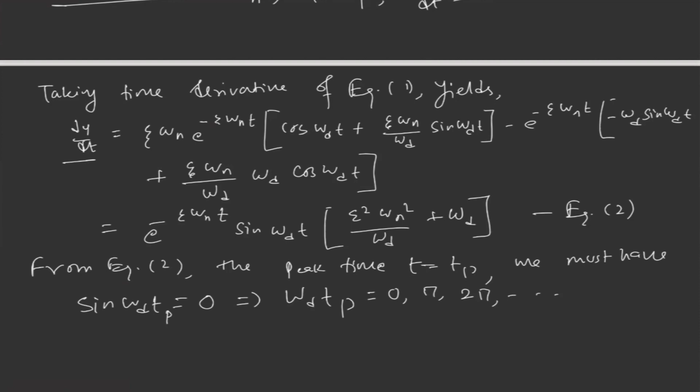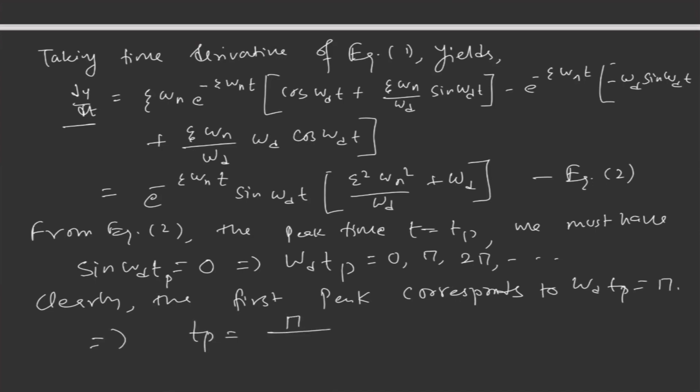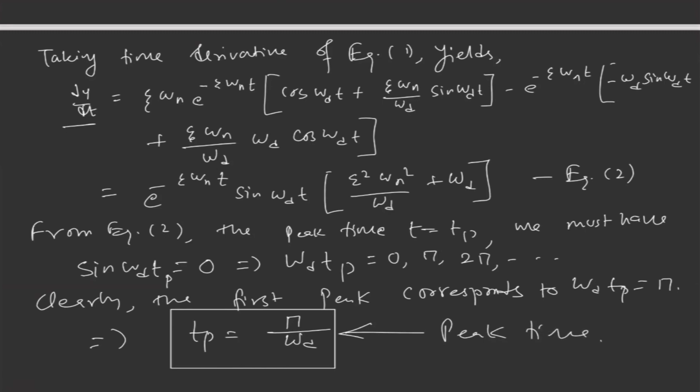And clearly, from this, the first peak corresponds to omega d Tp equal to pi. And from this expression, Tp equal to pi by omega d. So this is the expression for peak time. Here again, omega d we can write as omega n root over 1 minus zeta squared. So omega n and zeta are control parameters. So we can modify omega d, and also modify the peak time.